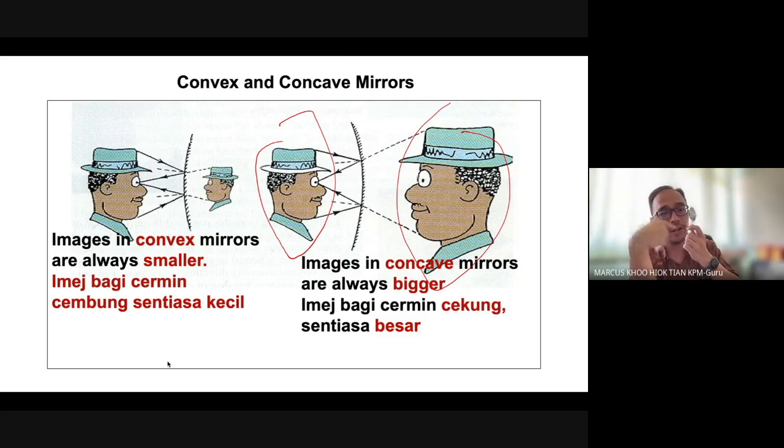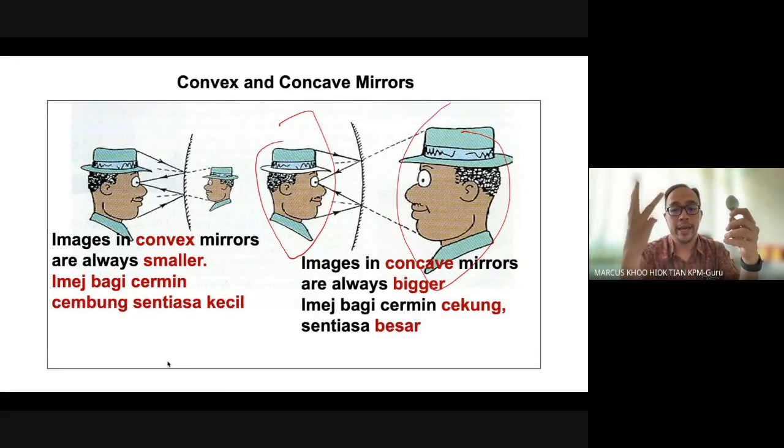But it's hard to see if you're near because the spoon is very small. But on the other side of the spoon is a convex mirror. Whether you are near or far, you're always going to be virtual, upright, and diminished.